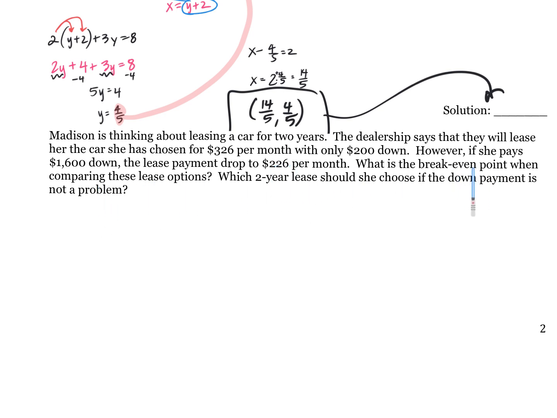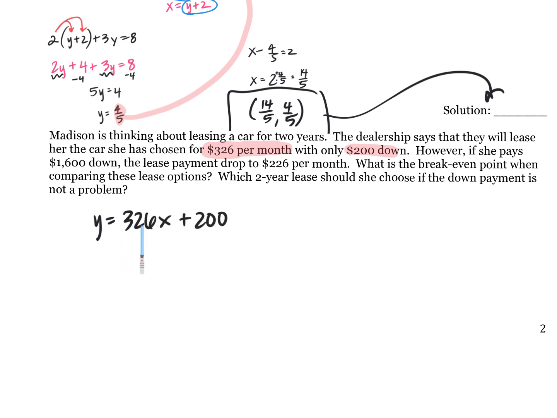What is the break-even point? When does it matter? Which 2-year lease should she choose if her down payment is not a problem? Like if she has $1,600 cash, does it save her money in a 2-year lease? So let's try to write an equation for the first one where she is paying $326 a month and $200 down. How can we put that in y equals mx plus b? What's my slope? It would be 326. x plus 200. Exactly.